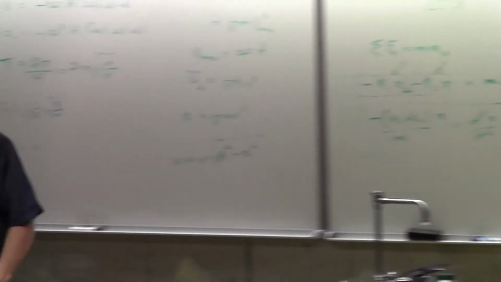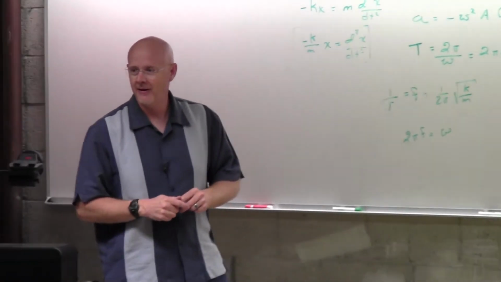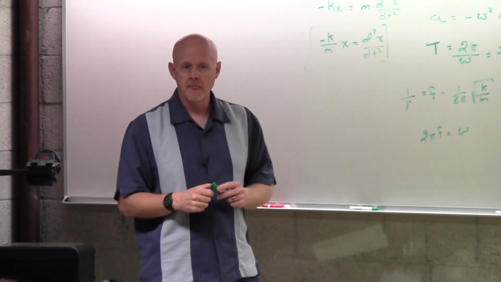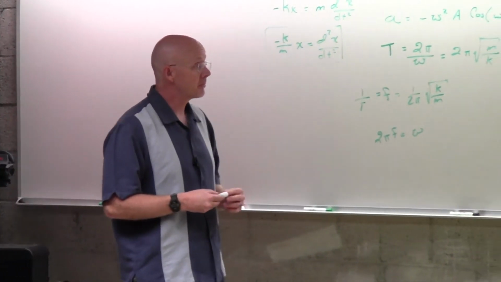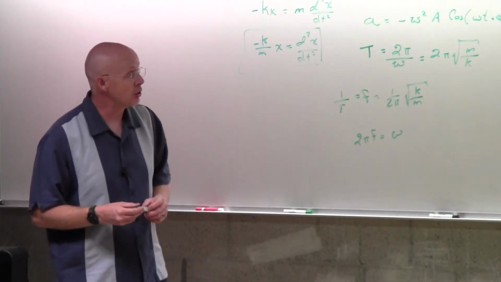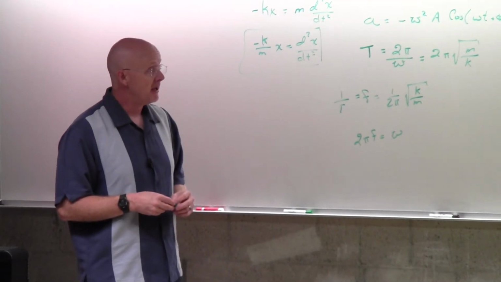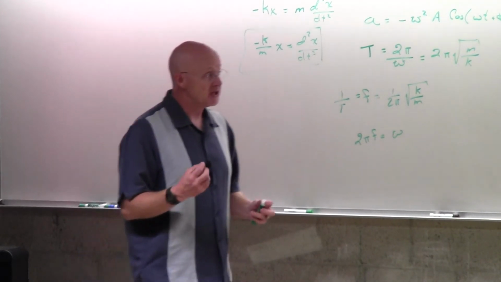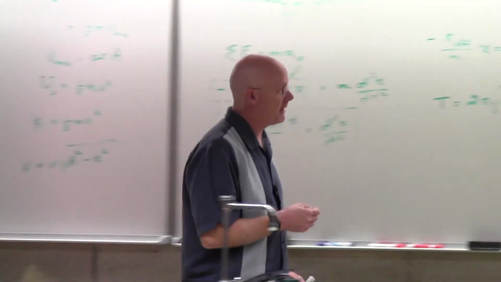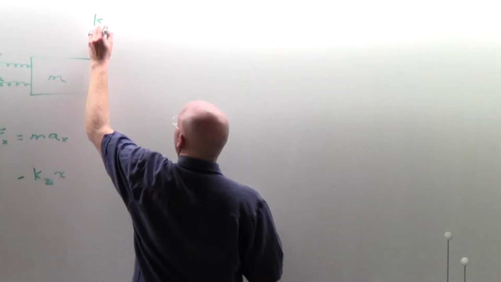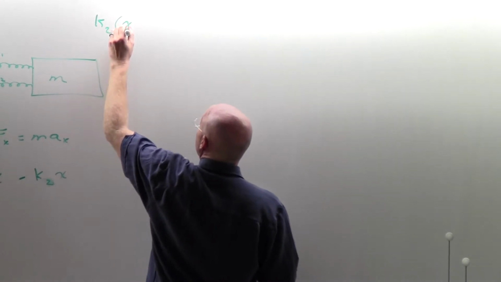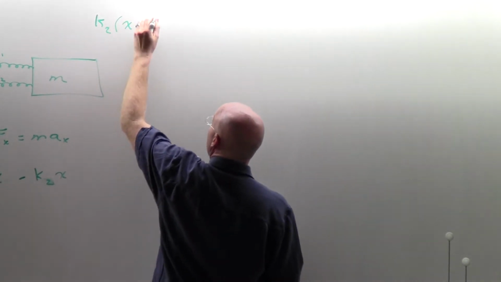Yeah? Would it change anything if the springs had a different natural length? Oh, yeah. That is a good question because I do have to measure their force from their position. So if they had a different natural length, this second one might look something like this, K2 x plus or minus some offset.